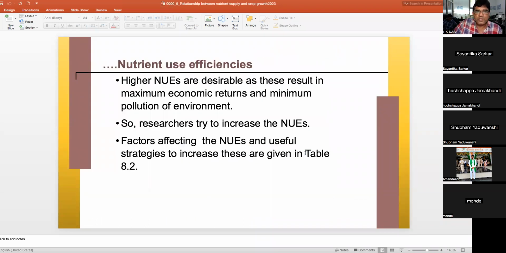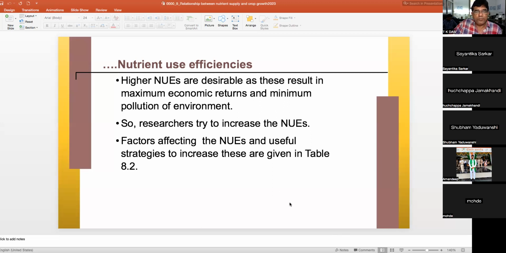Higher nutrient use efficiencies are desirable as these result in maximum economic returns. As we increase, means with each kg of nitrogen, with each kg of nutrient, we should get more and more grain. The cost of nitrogen will remain the same, but if we increase the yield or response, then definitely we can get more profit out of it. So we should increase the nutrient use efficiency to get more profit and minimize the environmental pollution related to fertilizer application. So researchers always try to increase the N use efficiency or nutrient use efficiencies.